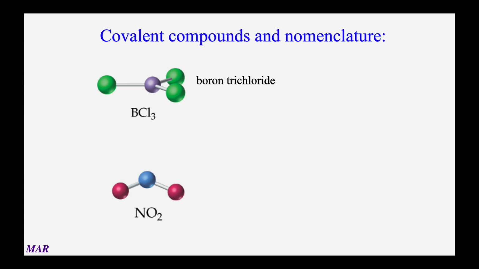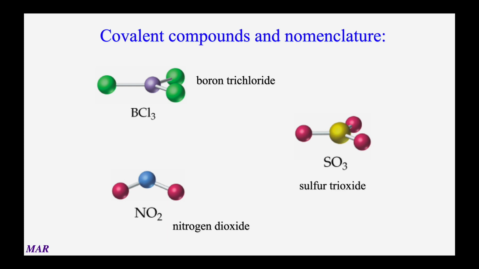But anyway, just like before, first element by itself, nitrogen. Greek prefix for 2 oxygens is di. Turn oxygen to oxide, nitrogen dioxide. Here's another example, sulfur by itself. Then there's 3 oxygens, so that's a trioxide, sulfur trioxide. These are usually pretty chill to figure out.